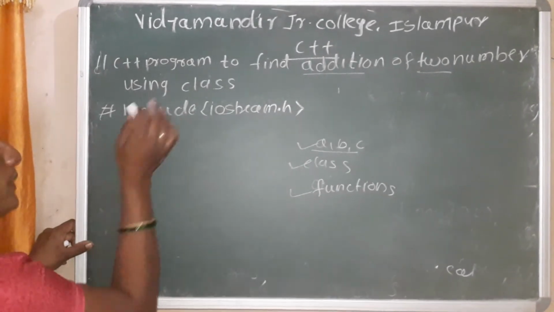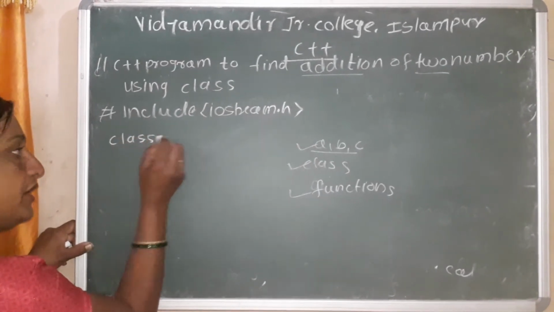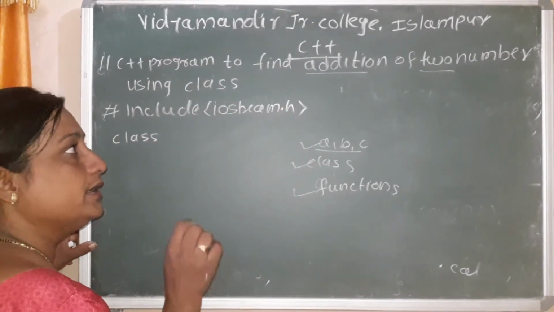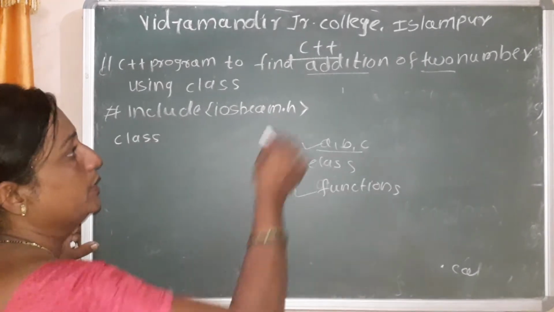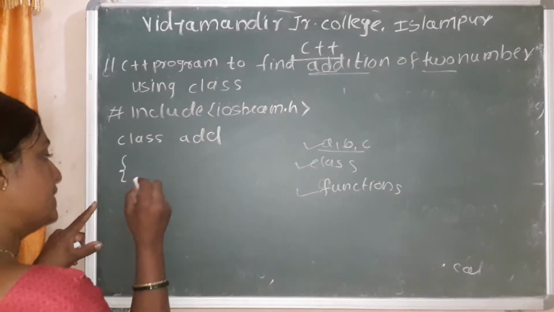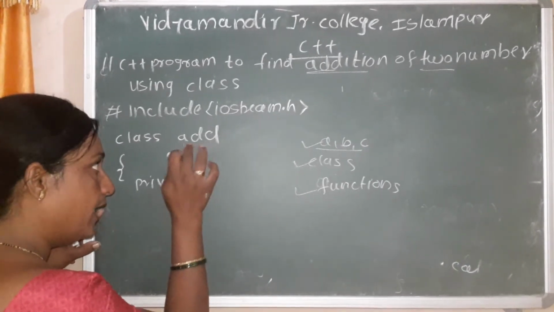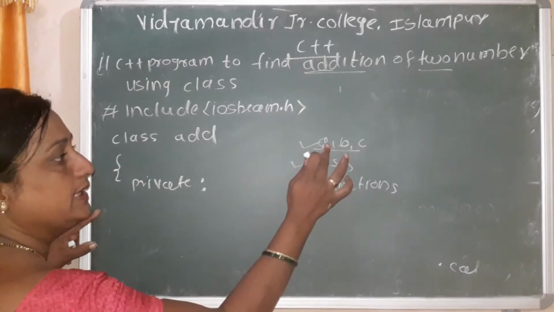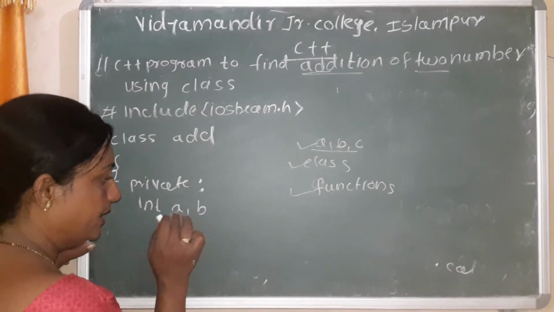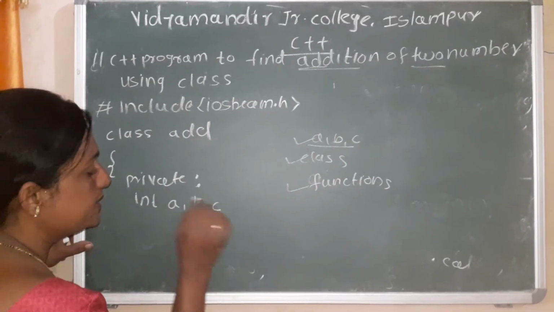In this class program, first part is a class declaration. Class keyword and any class name. The name of the class can be declared related to the program. So I give the class name add. Next one private colon. In this add class we require the variables, that is a and b two variables. In a private section I give the two variables int a, b, these are two numbers, and c is used to store the result.